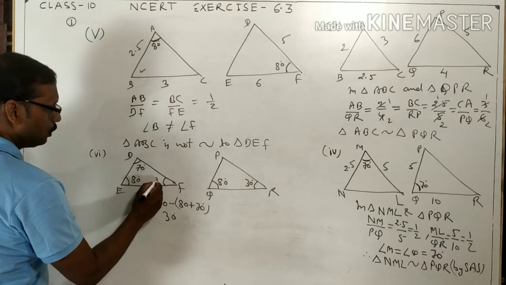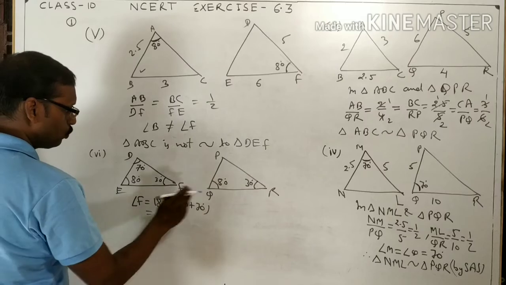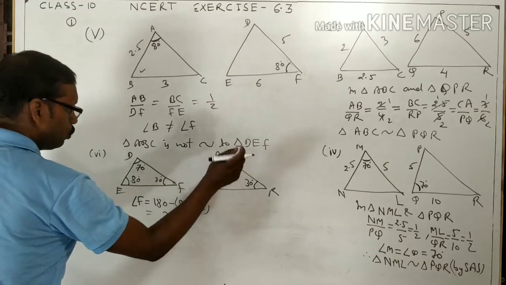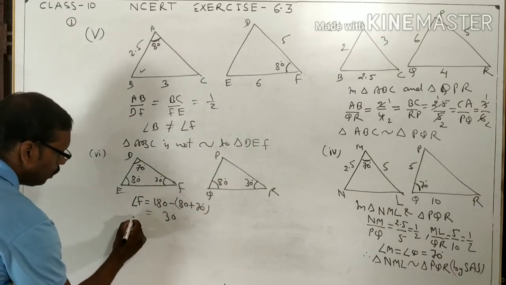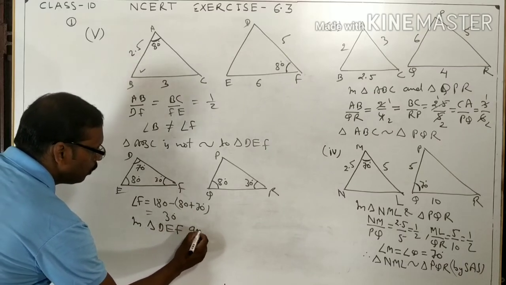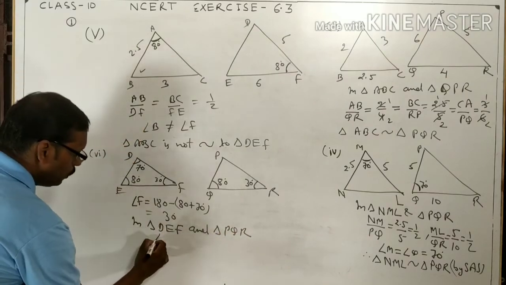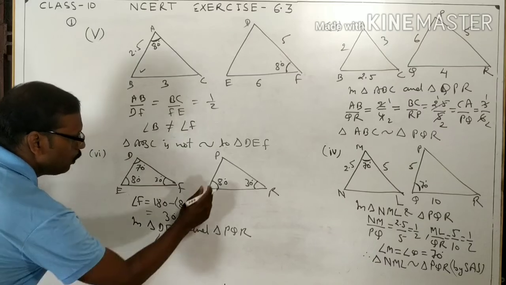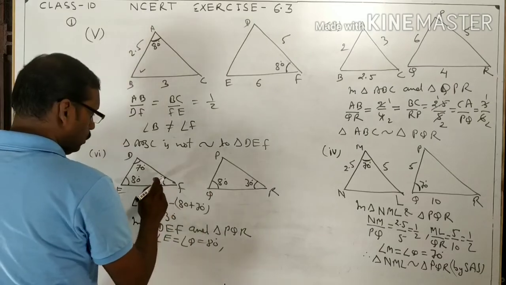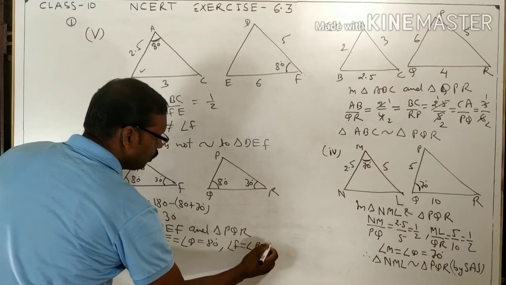So this is 30 degrees. Now we can say that E is equal to Q and F is equal to R. So by AA similarity, this triangle is similar to this triangle. In triangle DEF and triangle PQR, angle E equals angle Q, both are equal to 80 degrees. Also angle F equals angle R, both are equal to 30 degrees.